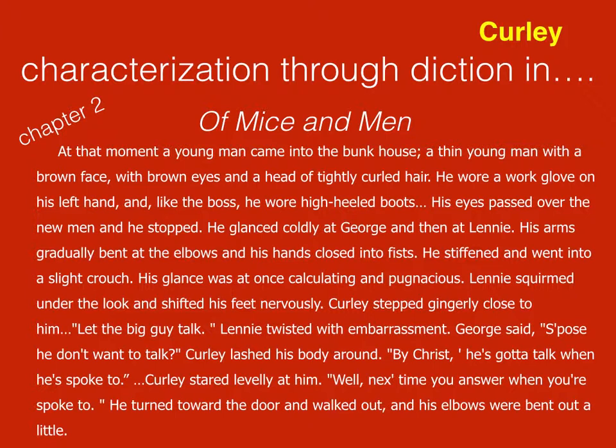At that moment, a young man came into the bunkhouse, a thin young man with a brown face, with brown eyes and a head of tightly curled hair. He wore a work glove on his left hand, and, like the boss, he wore high-heeled boots. His eyes passed over the new men and he stopped. He glanced coldly at George and then at Lenny. His arms gradually bent at the elbows and his hands closed into fists. He stiffened and went into a slight crouch. His glance was at once calculating and pugnacious. Lenny squirmed under the look and shifted his feet nervously. Curly stepped gingerly close to him.